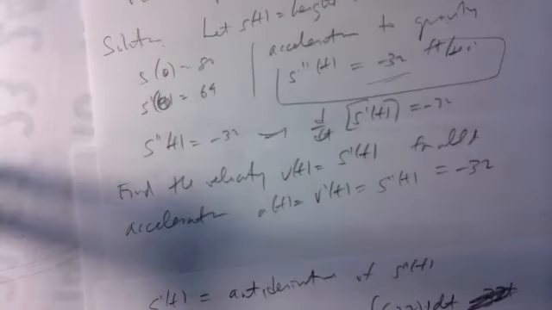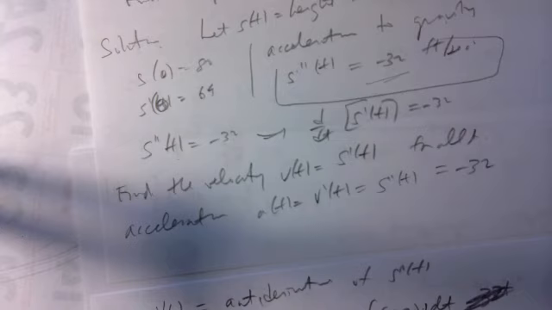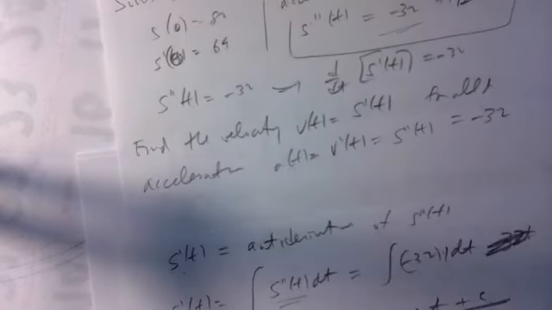But we also have the initial condition, S prime of 0 is 64. So when you plug t equals 0 into this, S prime of 0 is minus 32t plus c. That's 32 times 0, that's just c, and that's equal to 64. So my constant has to be 64. So the velocity, or the first derivative, is minus 32t plus 64.